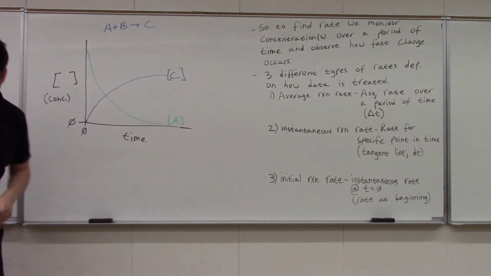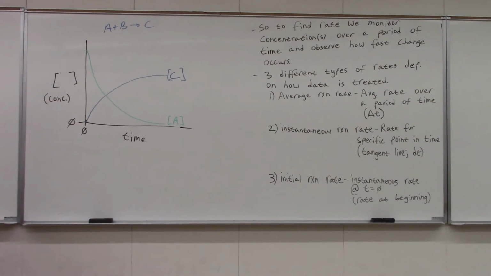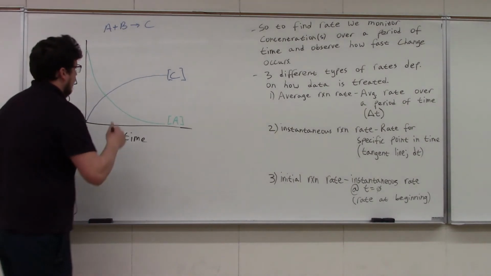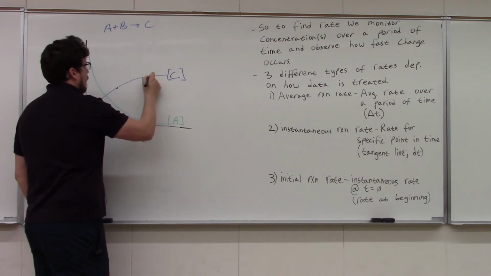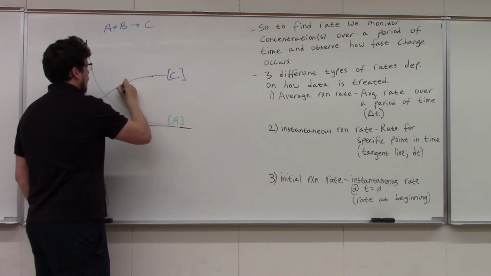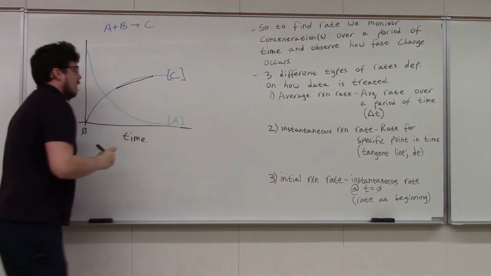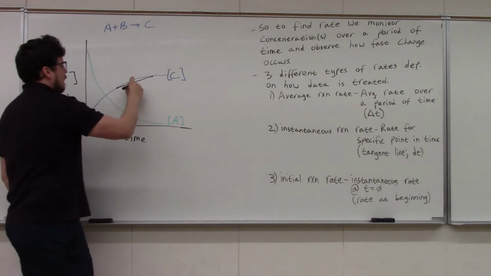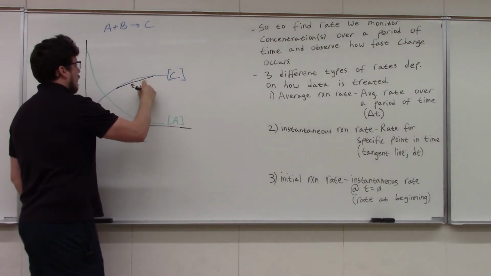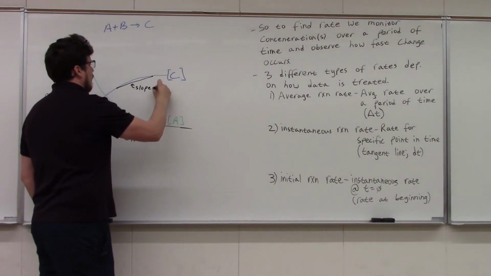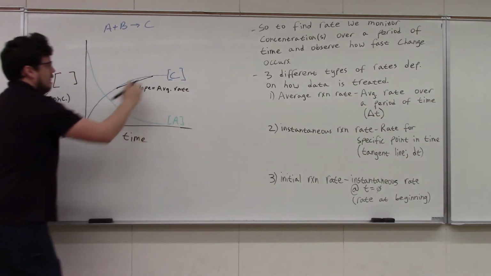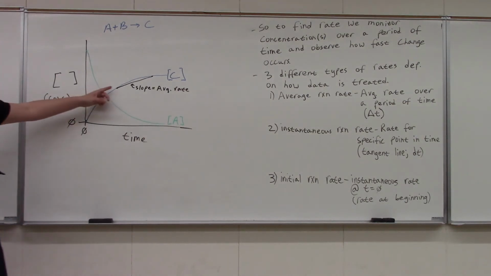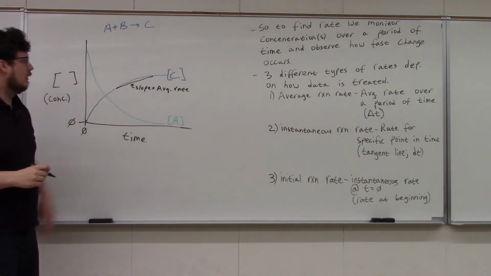But the rates are changing, all right? And so depending on what we do, maybe we look at the concentration at this point and this point, all right? And the slope of this line equals our average rate between these two times. We're averaging out. The rate is not the same at any given point.